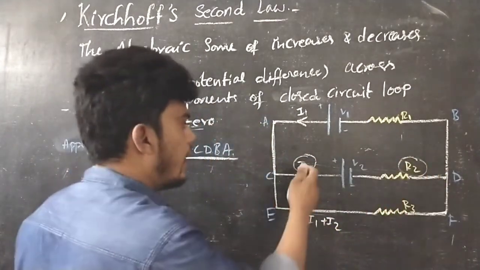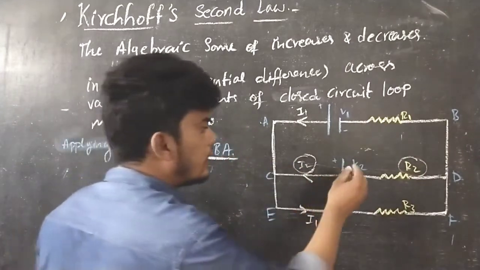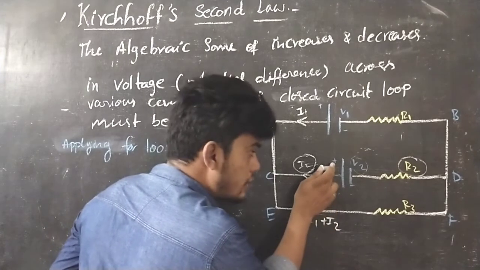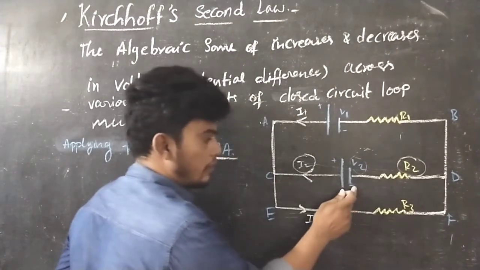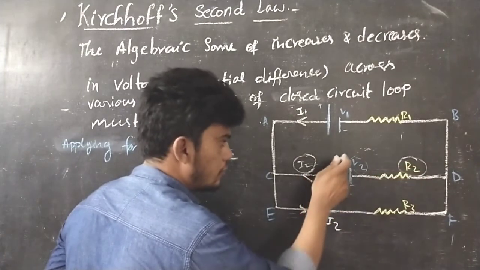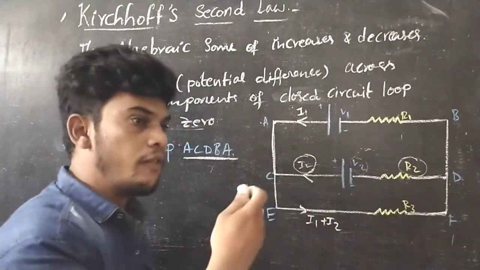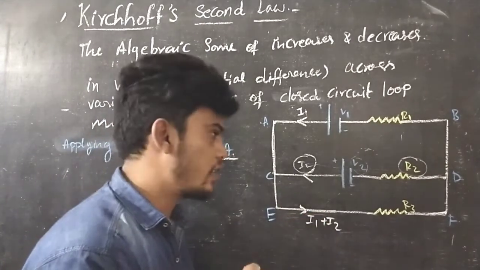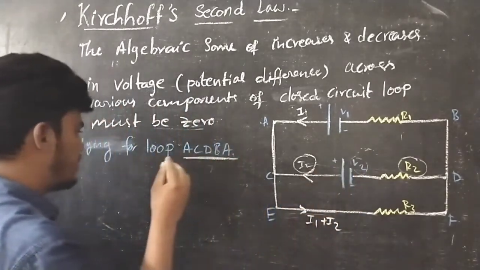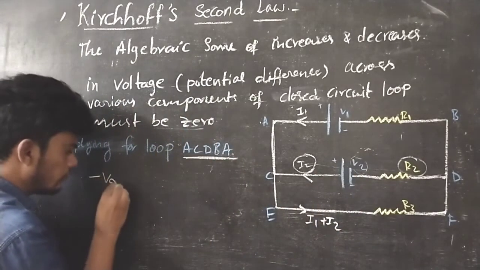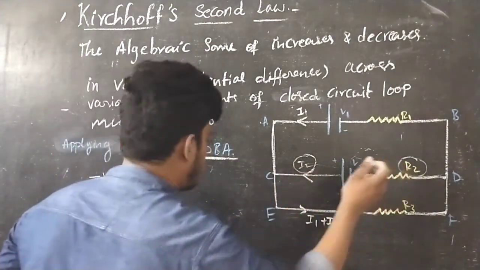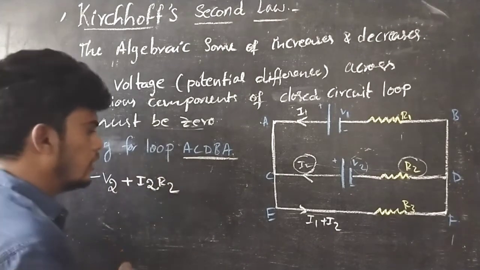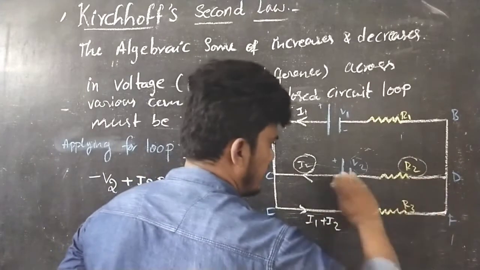Yes, plus I2, R2. What about the voltage value? Look at here. I am going from the positive terminal of the battery to the negative terminal of the battery. When I go from positive to negative, the value is negative, as we discussed in the sign convention. So here voltage V2 is minus. So minus V2, and plus I2, R2. This side, the CD side, is over.